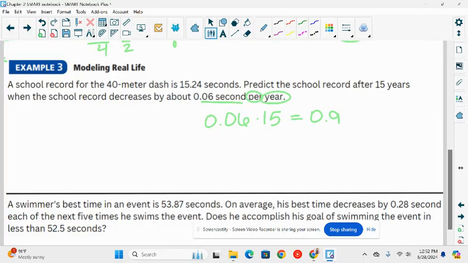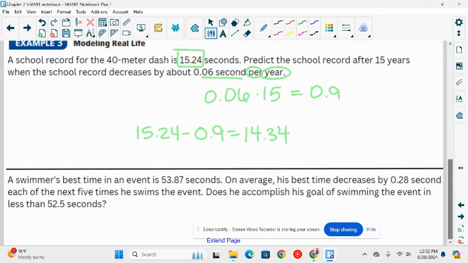So if I start here and I'm shaving off, what operation is that going to be? What's my new time? 14.34. Wonderful. All right, try that last one. It's about the exact same way.